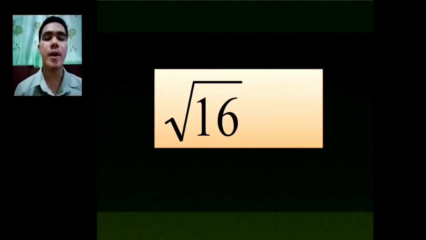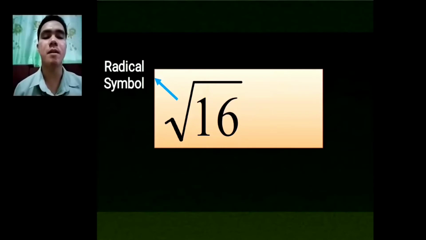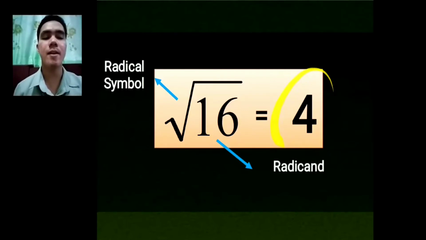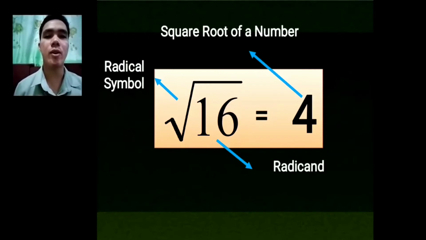Suppose we have the square root of 16. We can read this as square root of 16. This symbol is called the radical symbol. This number is called the radicand. So, the square root of 16 is 4, because when we multiply 4 by itself, that is 16. So this 4, our answer, is called the square root of a number.